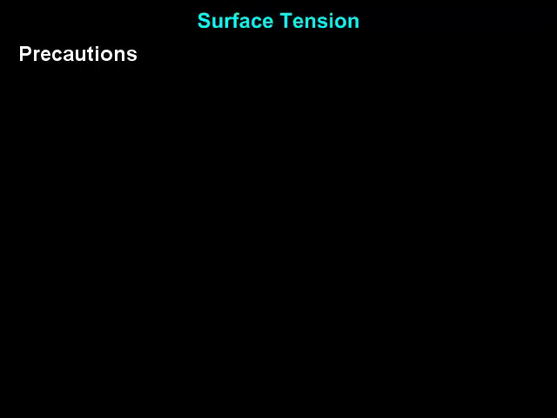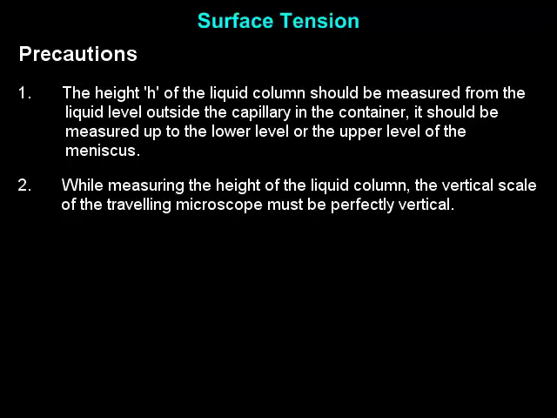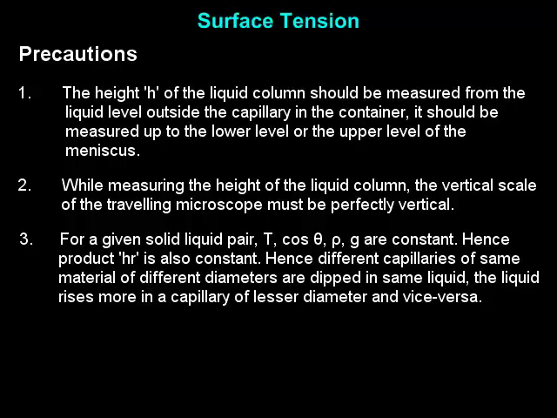For this, we have to take certain precautions. Number 1, the height h of the liquid column should be measured from the liquid level outside the capillary in the container. It should be measured up to the lower level or the upper level of the meniscus. While measuring the height of the liquid column, the vertical scale of the traveling microscope must be perfectly vertical.